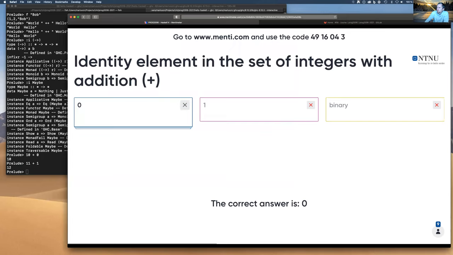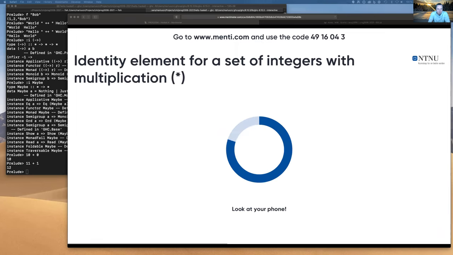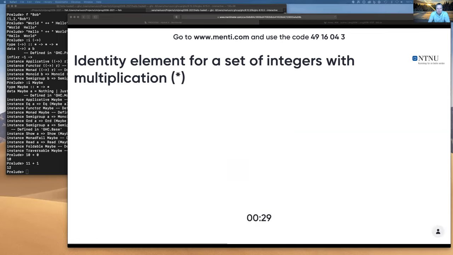So following that logic, what's the identity element for multiplication? I think you're getting a hang of it. That should be pretty straightforward. We should have more correct answers this time.